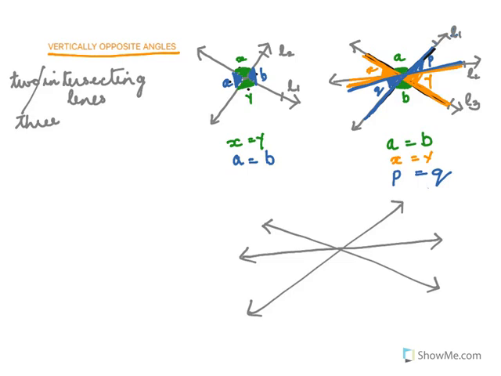Let's go over the second figure again because there were so many things drawn, and let me mark the vertically opposite angles. This angle A equals angle B, vertically opposite. Then here we have angle X equals angle Y, and then here we have angle P equals angle Q. They're all vertically opposite angles.